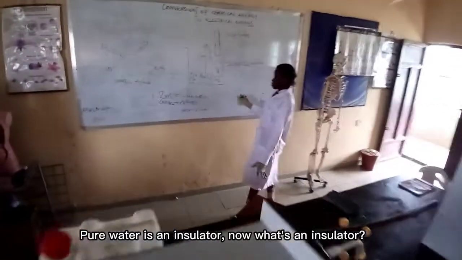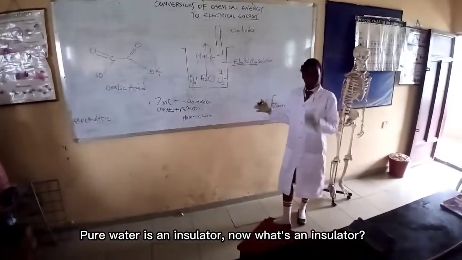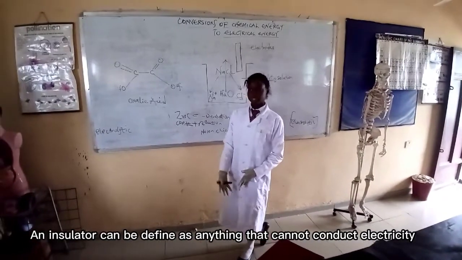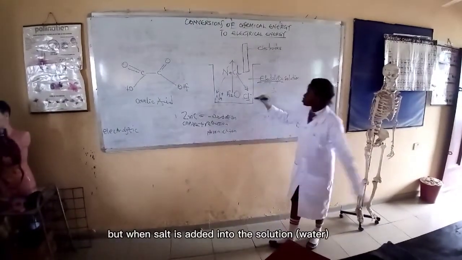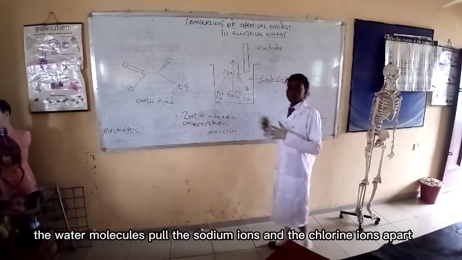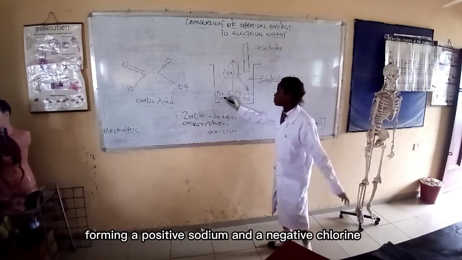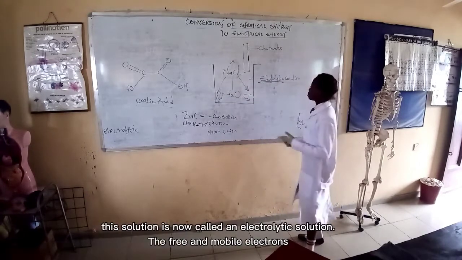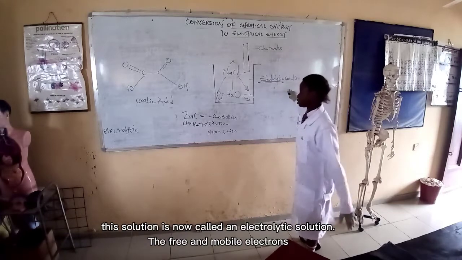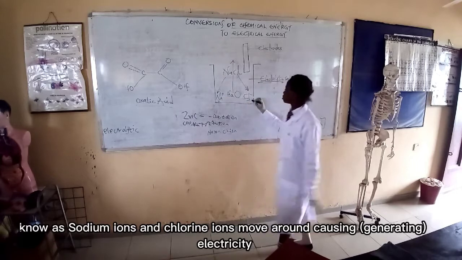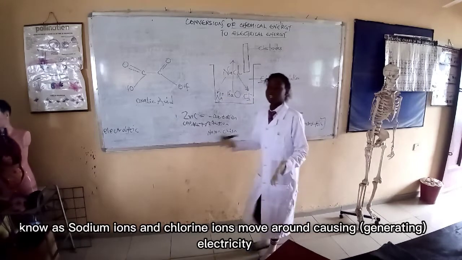Pure water is an insulator. Now what's an insulator? An insulator can be defined as anything that cannot conduct electricity. But when salt is added into the solution, the water molecules pull the sodium ion and the chlorine ion apart, forming a positive sodium and a negative chlorine. This solution is now called an electrolytic solution. The free and mobile ions, known as sodium ion and chlorine ion, move around causing electricity.